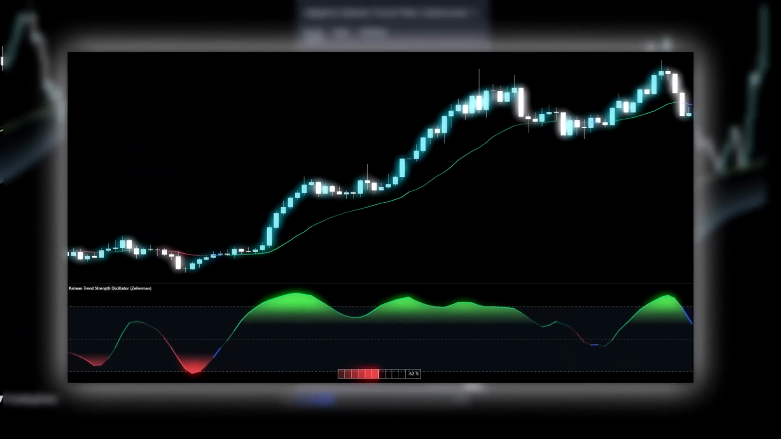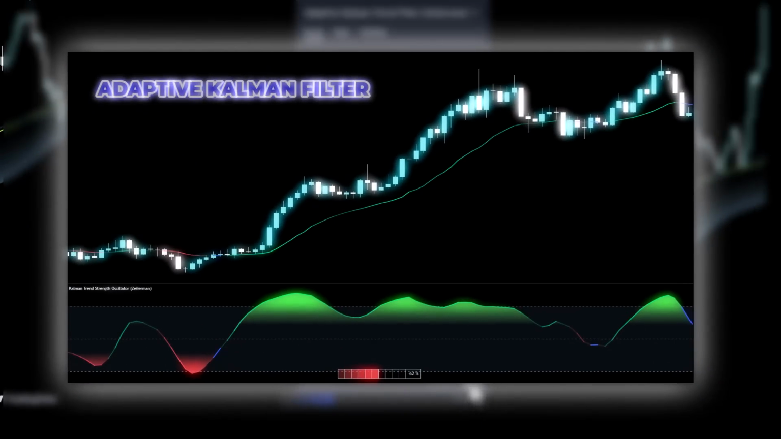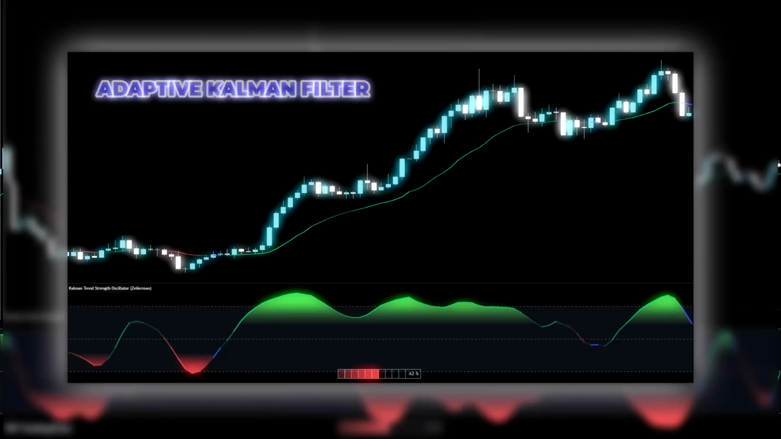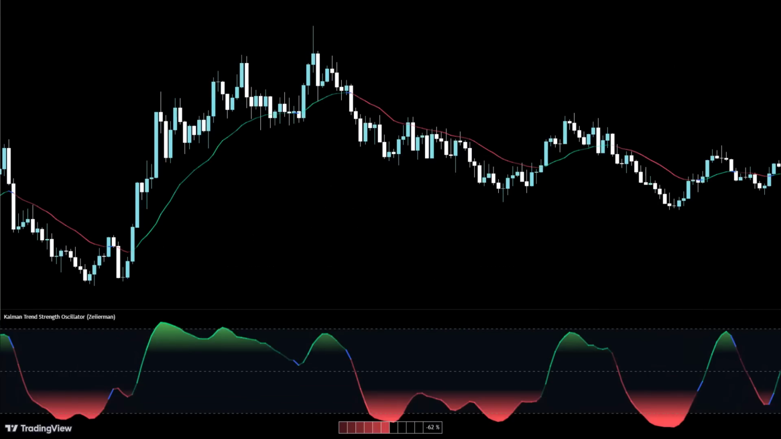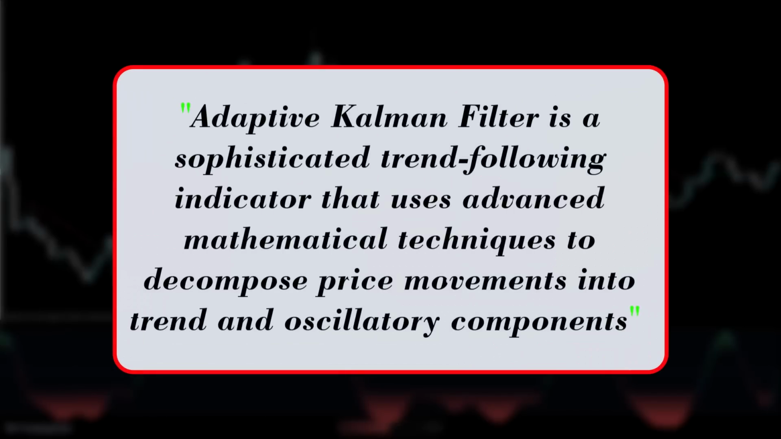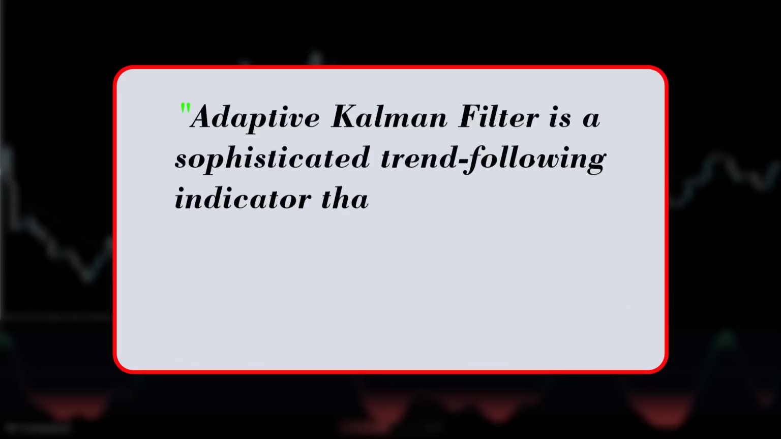Here's another great indicator, the Adaptive Kalman Filter Indicator, also created by Zierman. But this one is a bonus indicator to the already discussed 4 indicators. Zierman's Adaptive Kalman Filter, Trend Strength Oscillator, is a sophisticated trend-following indicator that uses advanced mathematical techniques to decompose price movements into trend and oscillatory components, providing a clearer view of market direction and strength.